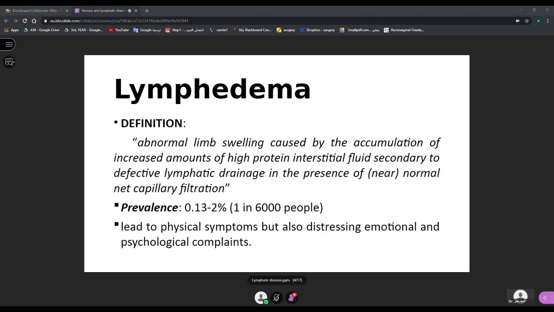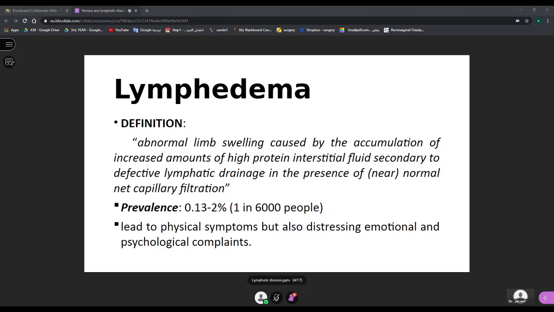First of all, there is lymph swelling. And this lymph swelling is due to accumulation of lymph. It's not due to venous obstruction or venous disease. So the problem here is mainly a defective function involving the lymphatics, resulting in accumulation of lymph. And lymph is different from venous blood in that the concentration of protein is high.